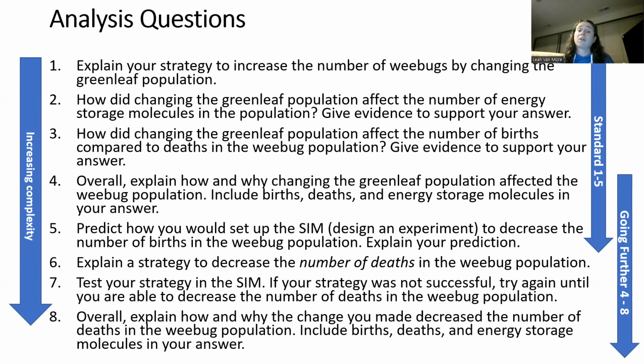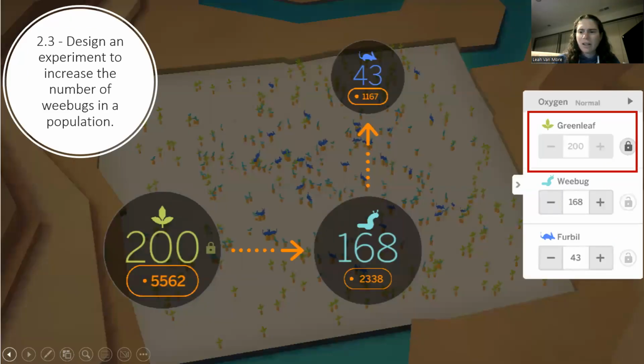So now let's look at number of deaths. They're going to have to do that by using whatever the thing that eats the wee bugs are called. I'm actually not a 7th grade teacher, so I don't know what those things are called, but if we go back here, we can find out. Those are called furbles, right? They're going to want to increase the number of furbles or decrease the number of furbles in order to decrease the number of deaths in the wee bugs.